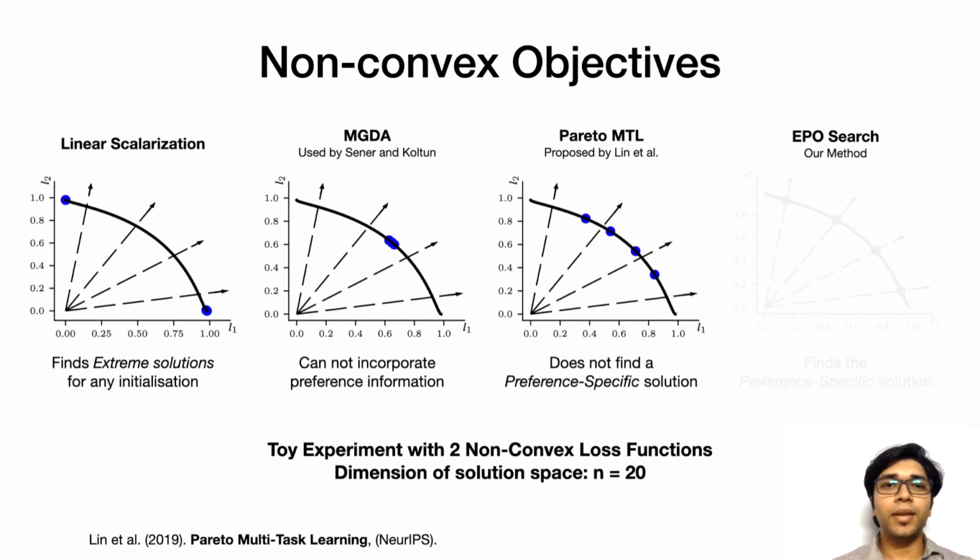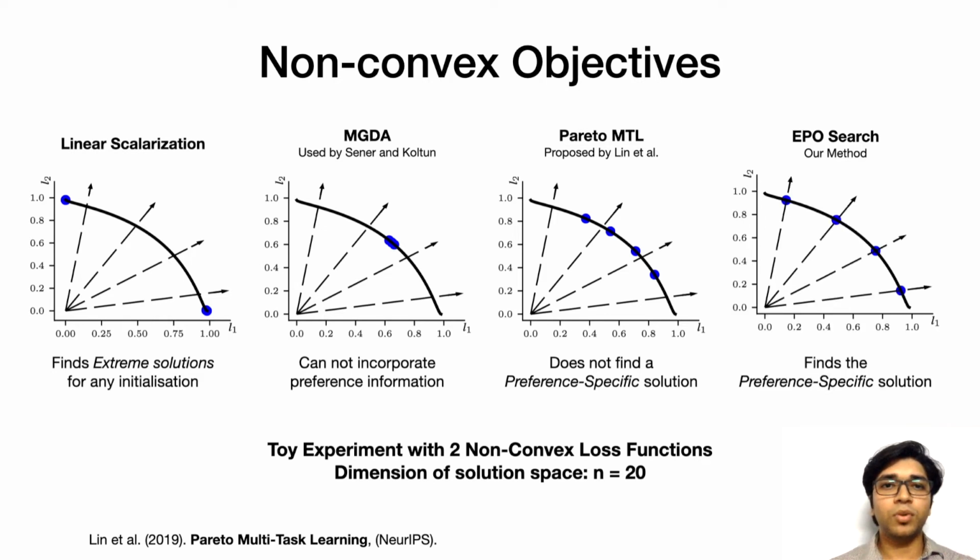In 2019, Lin et al. proposed the Pareto MTL method, which uses users' preferences, but only to improve the spread of the optimal points. It cannot find a user preferred point. We propose EPO search, which not only improves the spread of the optimal points, but can also reach the exact preferred optimal point.